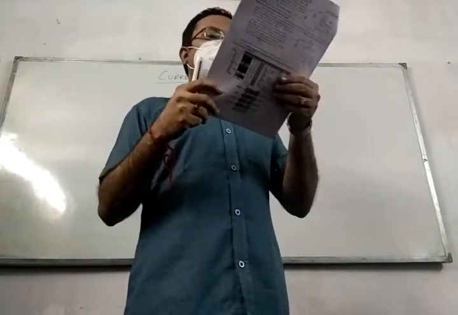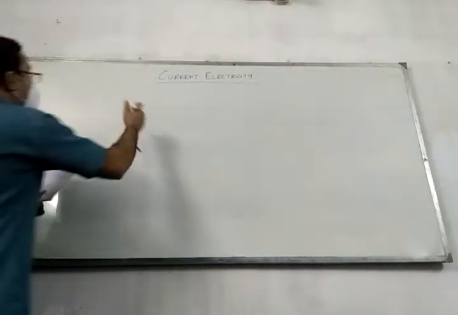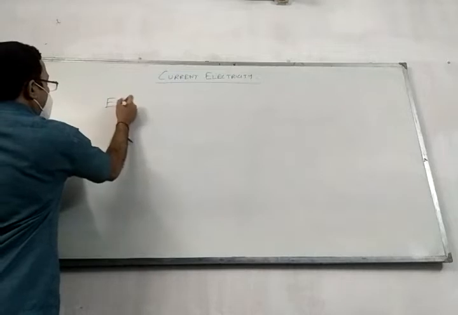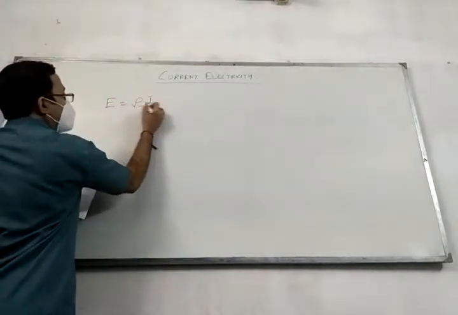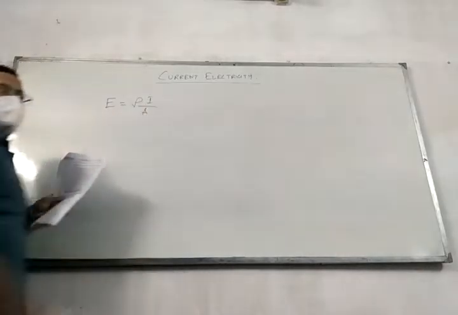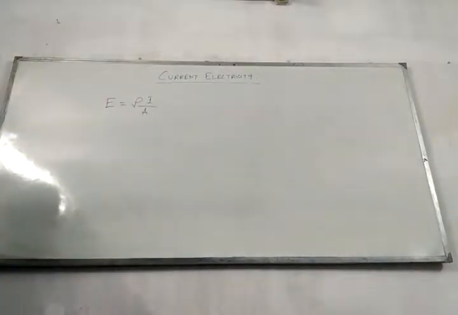Rank the rods according to the magnitude of electric field within them. একটু আগে আমরা ইলেকট্রিক ফিল্ডের ফর্মুলা কি বার করেছিলাম? E is equal to rho I, right? এটা কি ছিল? Electric field equal to rho I by A. Rho is the resistivity, I is the current and A is the area of cross section.